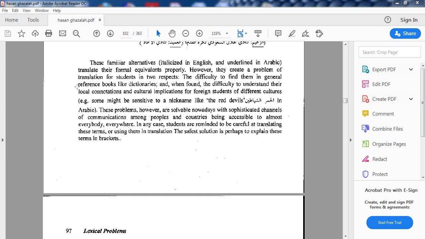So when we check their meanings in dictionaries, we will not find, for example, البلد الأمين. You will not find the meaning of البلد الأمين in those dictionaries as مكة المكرمة. And then, when you find the meaning, there is the difficulty of understanding their local connotations. And actually, this is another problem. When you find that البلد الأمين means Mecca, what does it mean?